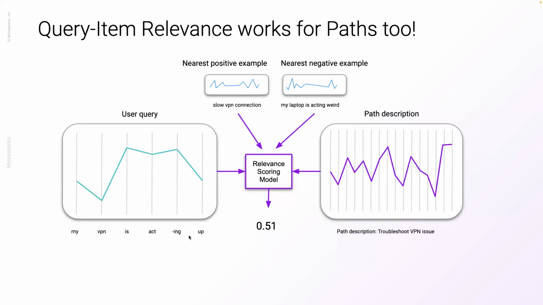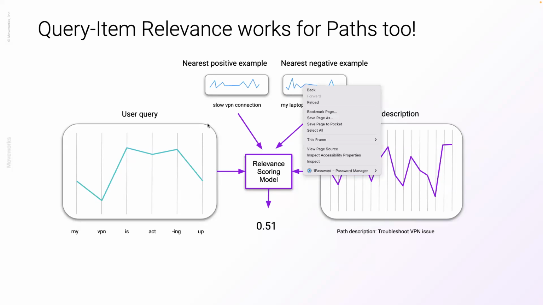My VPN is acting up and my laptop is acting weird. Out of the box, for example, OpenAI embeddings will put them pretty close together, but our intent-based ones will actually put them farther apart, because my VPN is acting up is a software issue versus my laptop's acting weird is a hardware issue. So as you can see, they look a little bit different. This is just a semi-artistic little drawing of how they look.